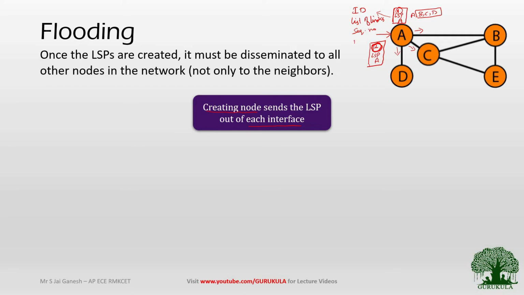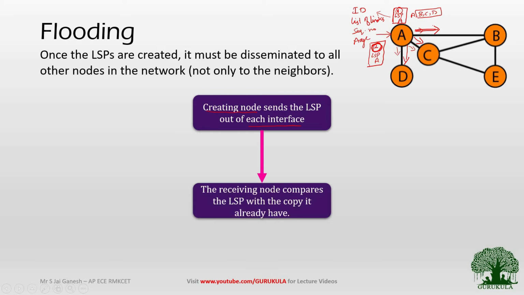And finally, it will have age in its content. This age will help us to identify how long this packet has to be on the network. This is similar to time to live. So that is the very first step which we have to do. The creating node will create the LSP, and it sends it out on each of its interfaces. When you look at this figure, A will send its LSP to B, C, as well as D. These are all the interfaces that A will have. So now let us see what happens next.